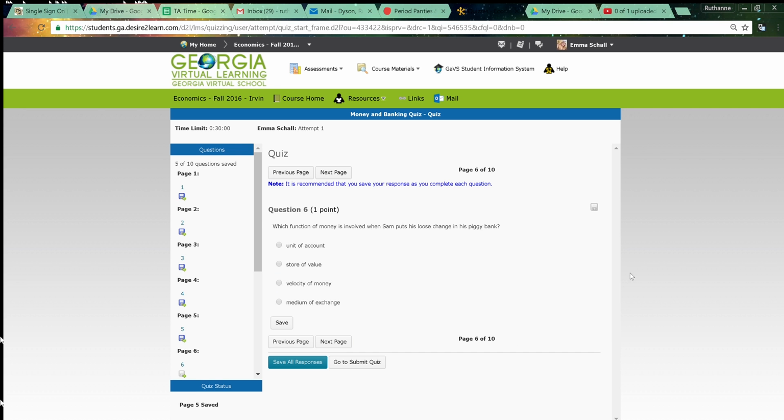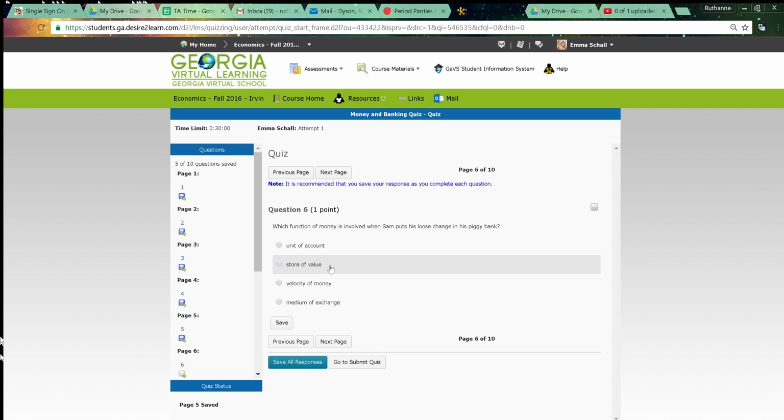Okay, number 6. Which function of money is involved when Sam puts his loose change in his piggy bank? So he's saving his money, right? And what do we talk about when you're holding on to your money? What it is being used as. We're not exchanging anything because we're not buying or selling. Velocity of money has nothing to do with this. Unit of account, we're not determining the standard value.